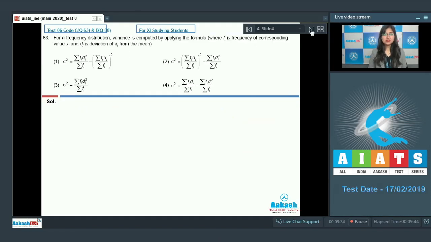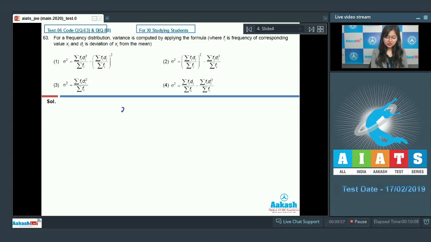Next is question number 63, which says that for a frequency distribution, variance is computed by applying the formula, where Fi is frequency of corresponding value xi and di is deviation of xi from the mean. A simple question from statistics. Here we just have to find the value of variance.